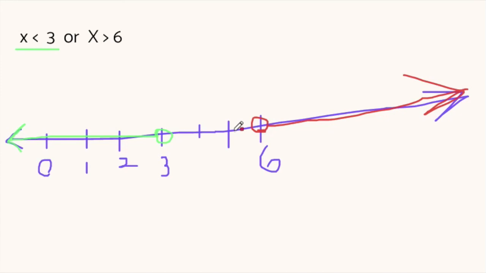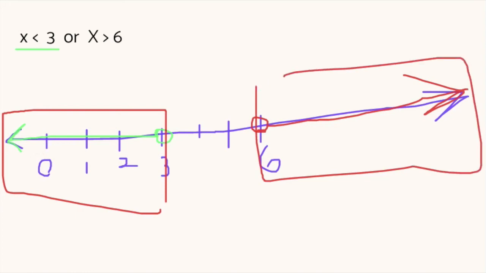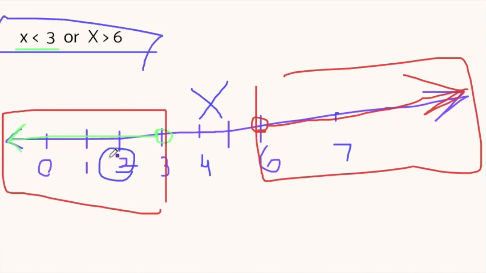So basically what this means is the answer for x is less than 3 or x is greater than 6 is anywhere on this number line where there is a line going through it. So everything to the left of 3 is an answer, and everything to the right of 6 is an answer. But any number between 3 and 6 cannot be the answer. So 2 is an appropriate answer, and 7 is, but for example, 4 is not an answer to this question.